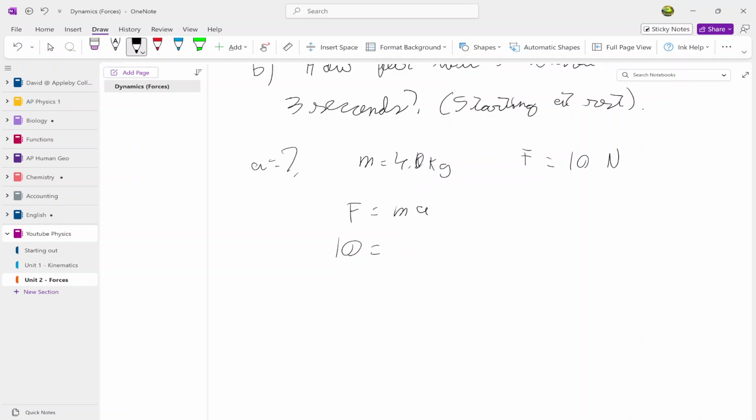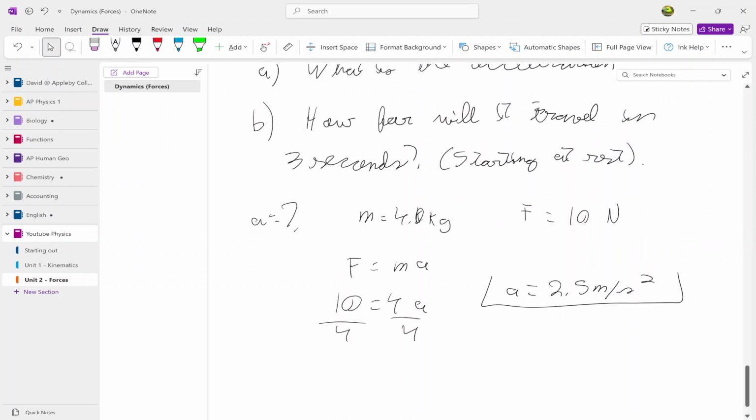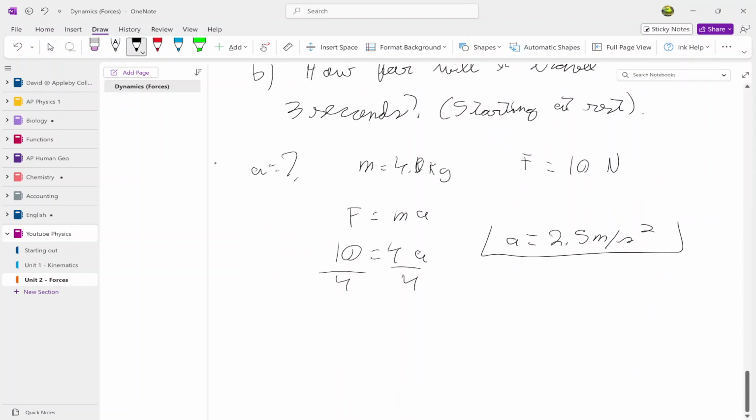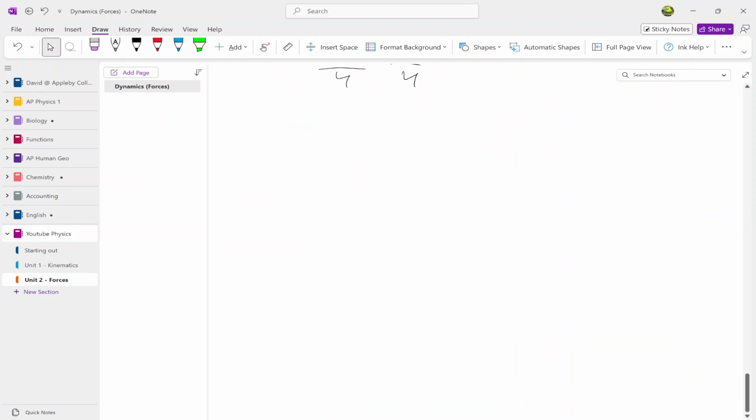You have 10 newtons with a mass of 4 kilograms, and then you divide by 4, and you end up with 2.5 meters per second squared. Remember, the units are what matter the most. So this is for part A. Part B comes back down to your favorite unit, kinematics. Perfect. So we use kinematics.